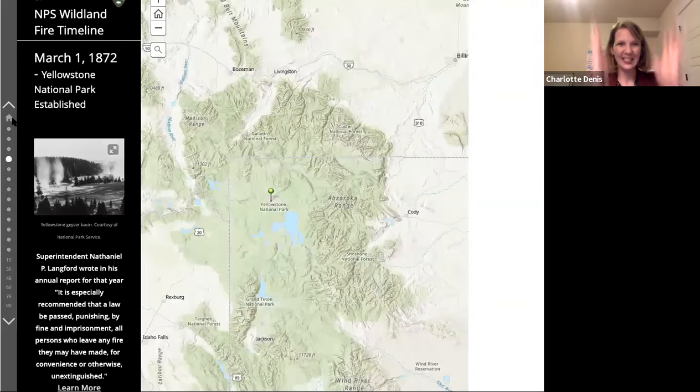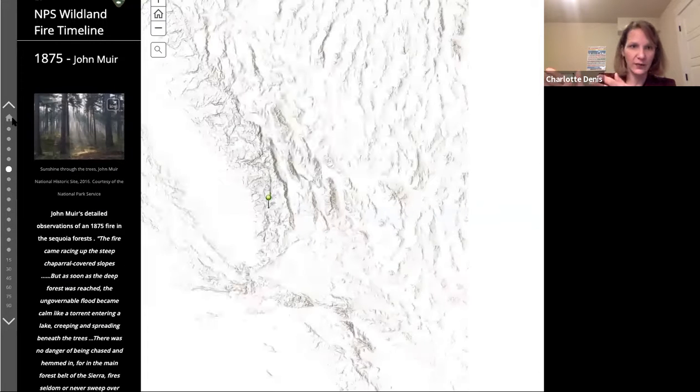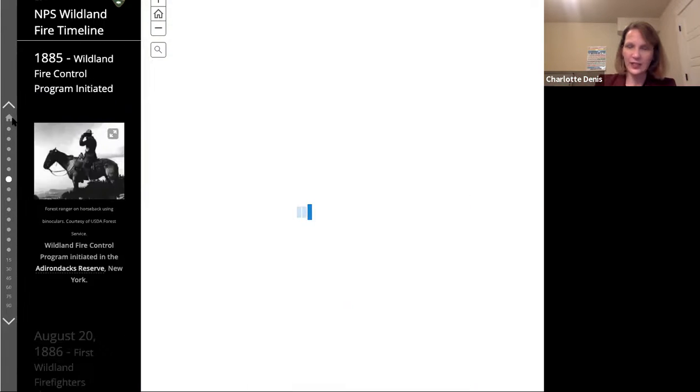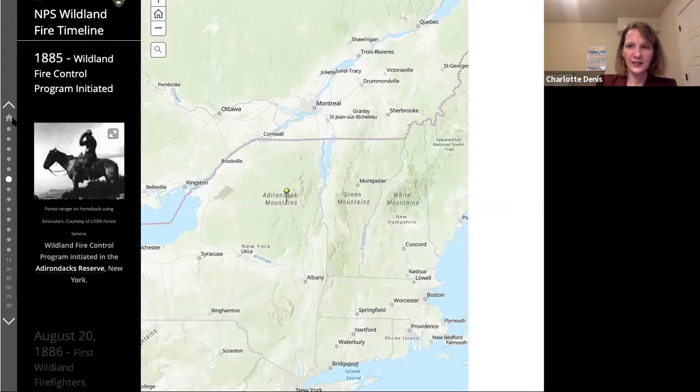But what's in the text is most important, and the map zooms in on where on the North American continent the event occurred. So you have things like John Muir, for example, and then the establishment of the national park and national forest system, wildland fire control, these kinds of things.